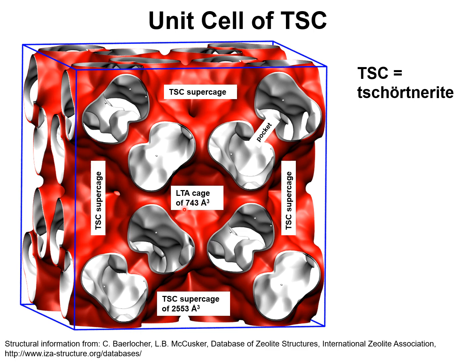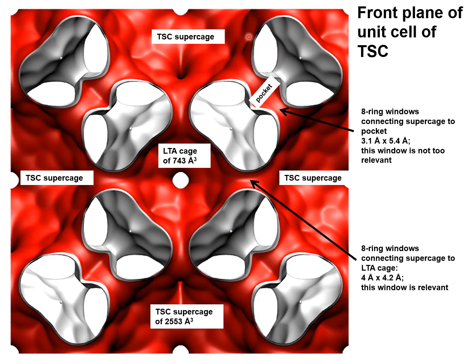The super cage is connected to an LTA cage by 8-ring windows. The super cages are also connected to pockets, and the pockets super cage connection is via 8-ring windows shown here. Here is another view of the unit cell of TSC zeolite, focusing on the windows.